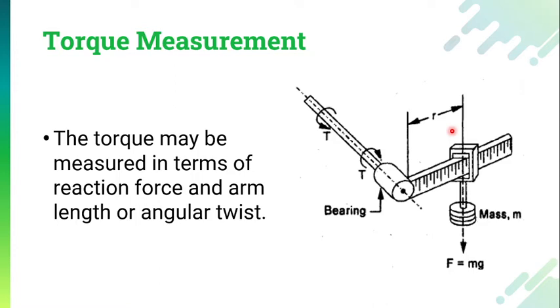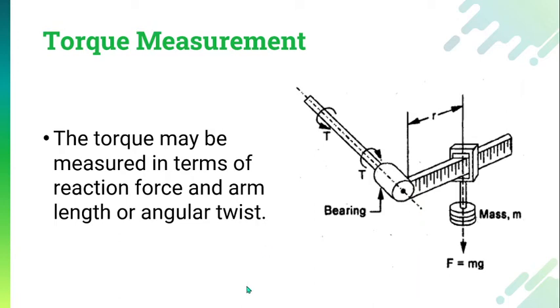Some moment will be generated against that reaction, and by balancing it we will be able to identify the power that is being consumed, or the power that is being transmitted from this shaft to the whole system. This is how the dynamometer works. So in this case, the torque is measured in terms of the reaction force and the arm length, or angular twist.